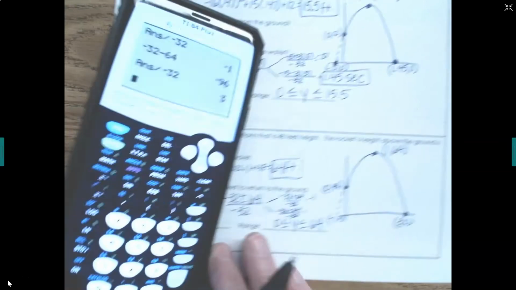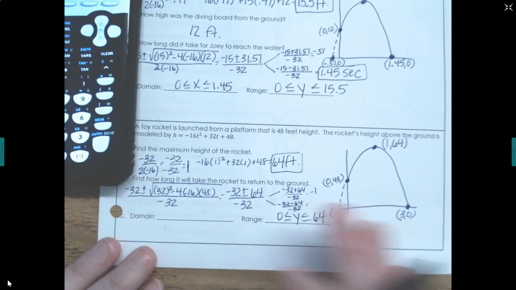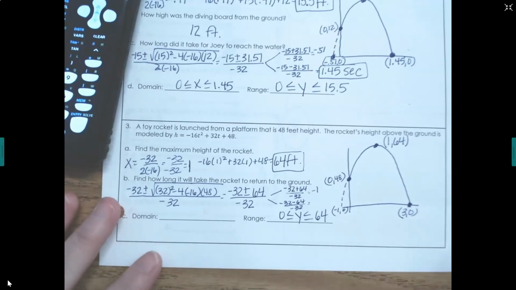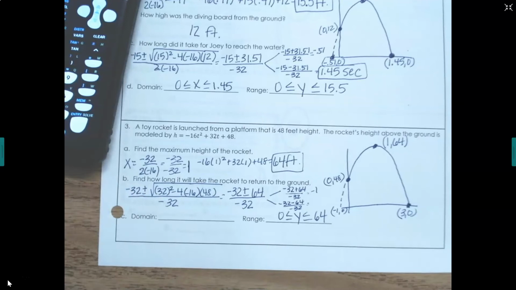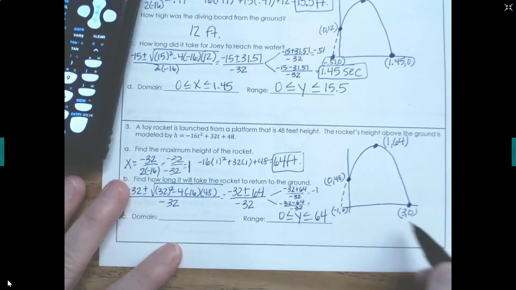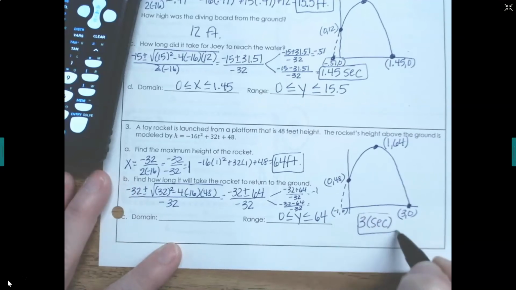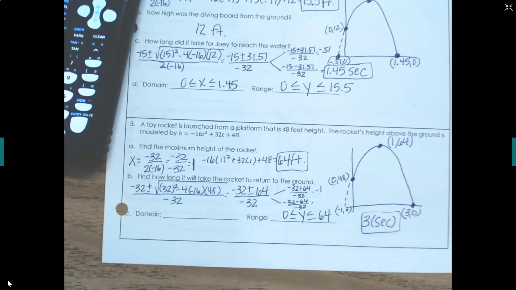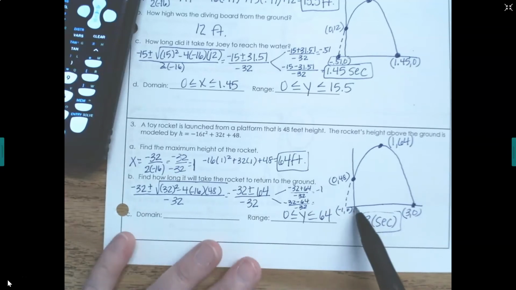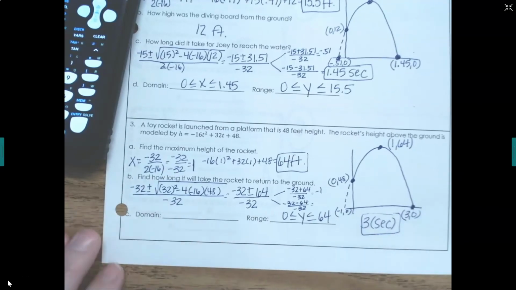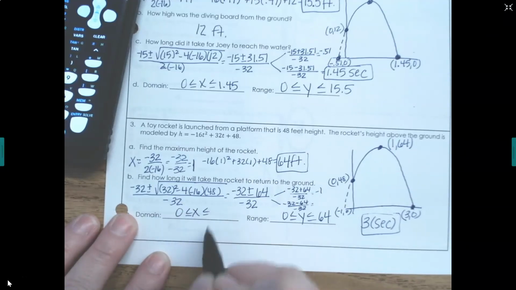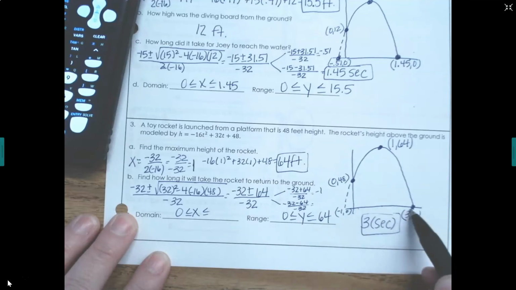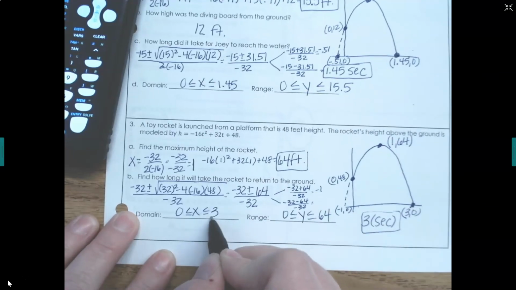So how long does it take for it to return to the ground? We didn't get a unit here, but we're talking about a rocket. I feel like it'd go pretty fast. Let's call it 3 seconds. So 3 seconds for part B there. For our domain, it's from the origin to the intercept. So the origin x value is 0, so 0 is less than or equal to x, which is less than or equal to 3. It doesn't go past an x value of 3.